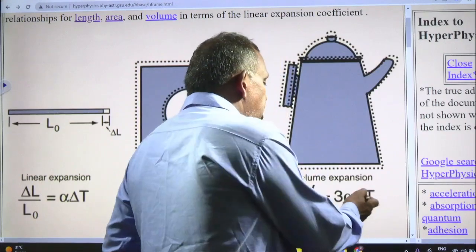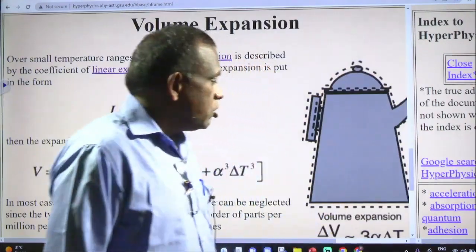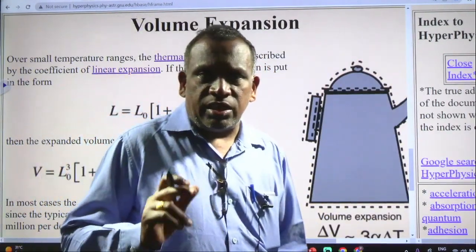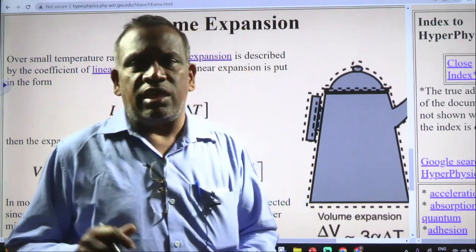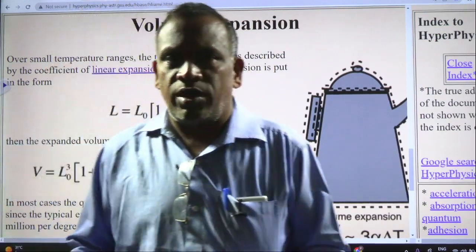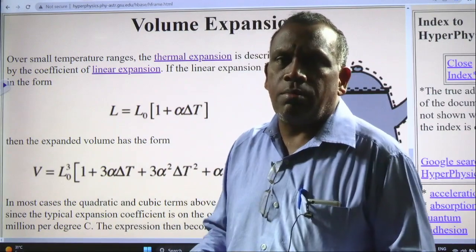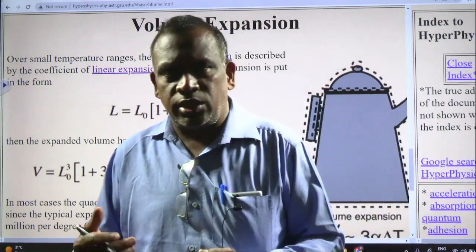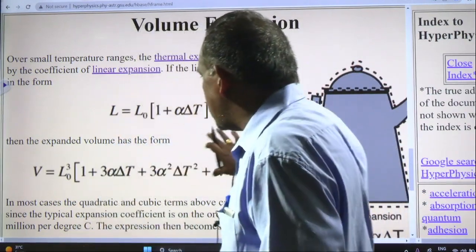Here that constant is 3 alpha, which is called gamma. Gamma is 3 alpha, beta is 2 alpha. So alpha is to beta is to gamma is 1 is to 2 is to 3. This is the ratio.